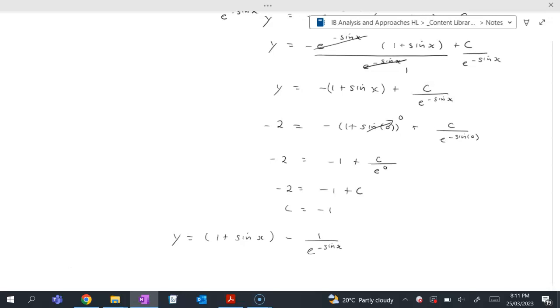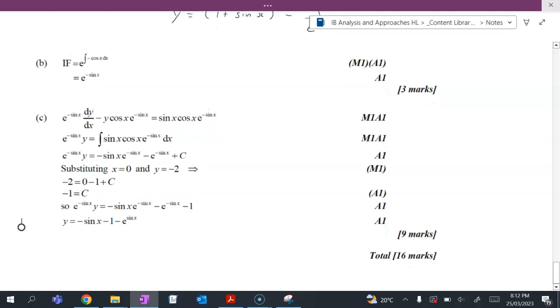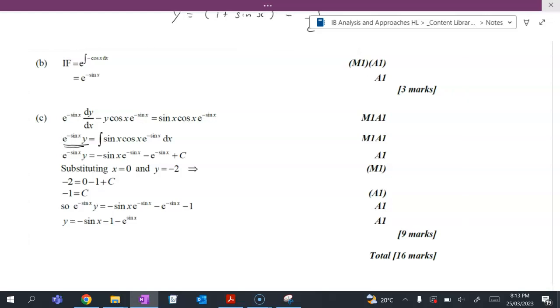And let's just check the mark scheme. So it's interesting, that integrating factor was worth 3 marks, which is a lot for something that was fairly straightforward. But there it is, M1, A1, A1. Now, part C, so what were they looking for? An M1 and an A1. So you have to show multiplying the integrating factor by every part. Then another M1 and an A1 for showing after you've integrated the derivative. So you can go straight to this step where you've got e to the minus sine x y, and then doing the integral on the other side.